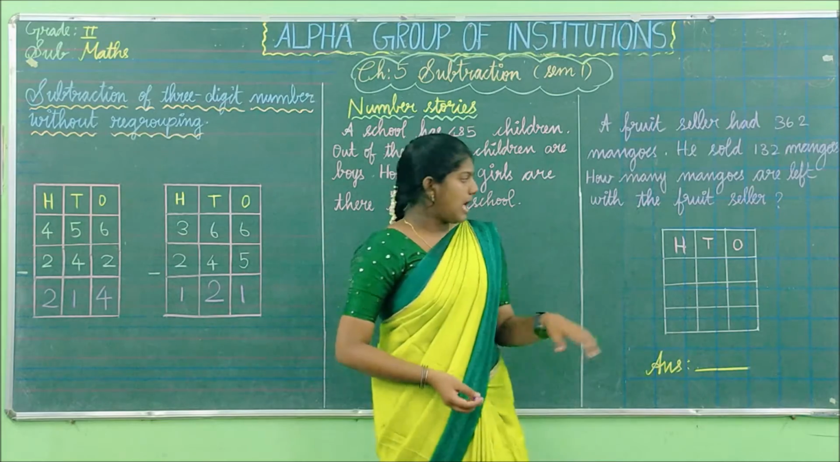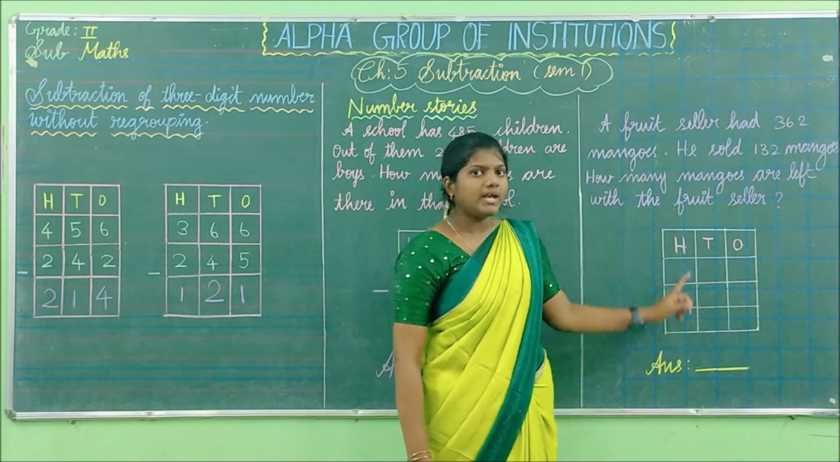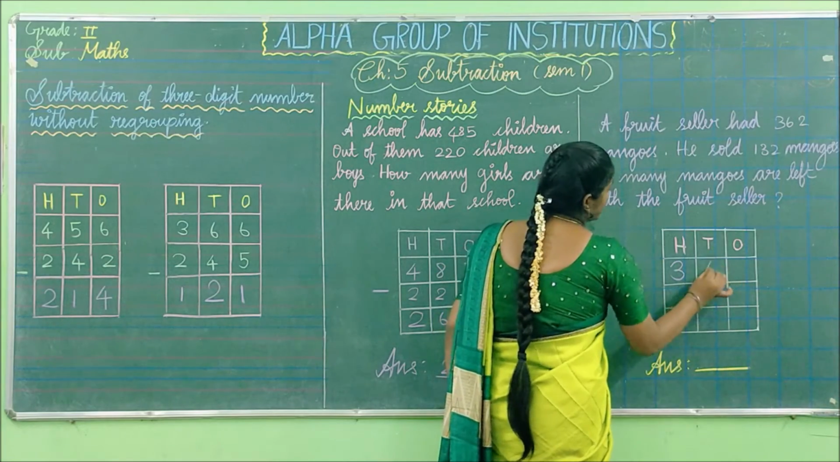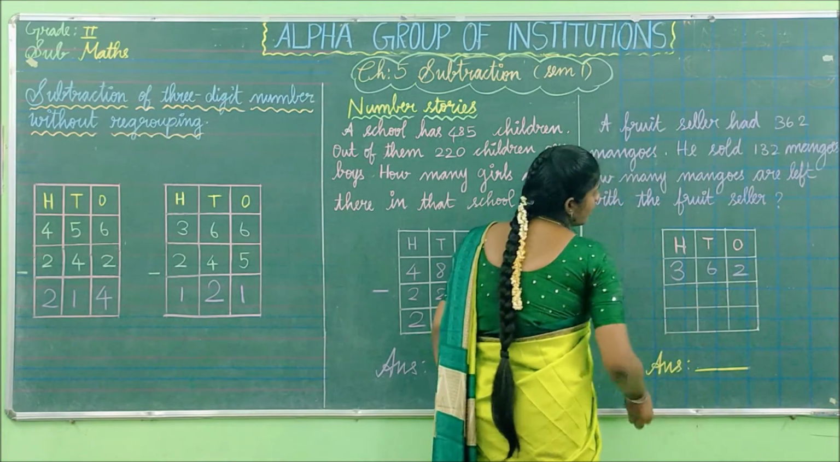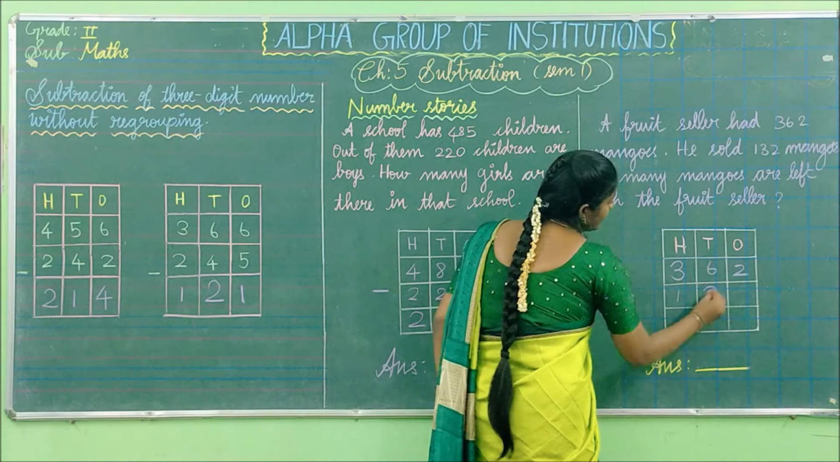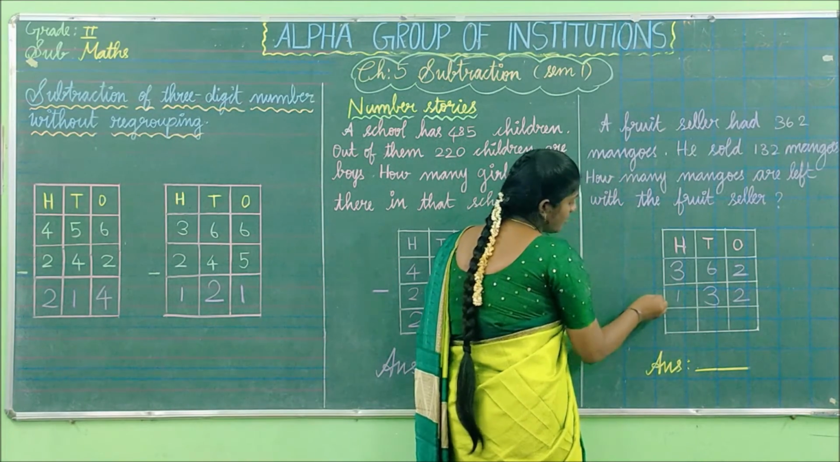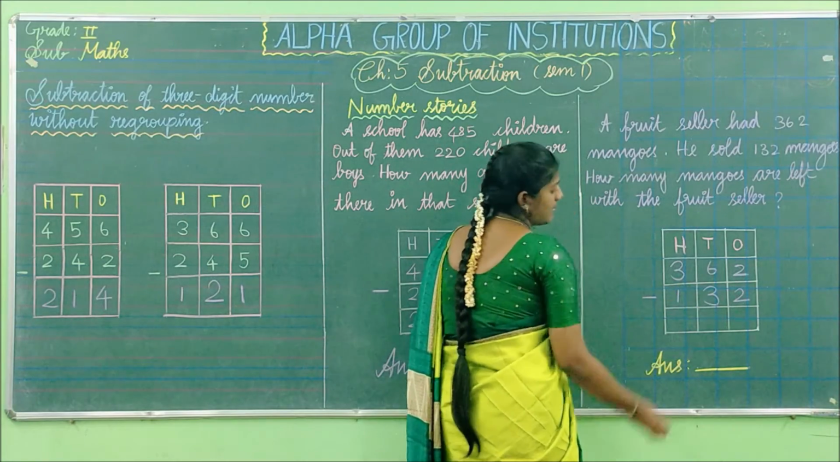Shall we find? Okay. Always we should write the bigger number here on the top. So I am writing 362 and smaller number 132 at the bottom. So we are doing subtraction. I am going to put the symbol minus.